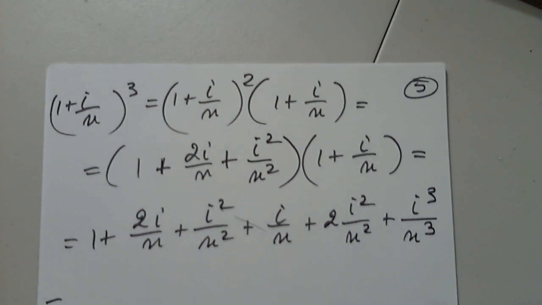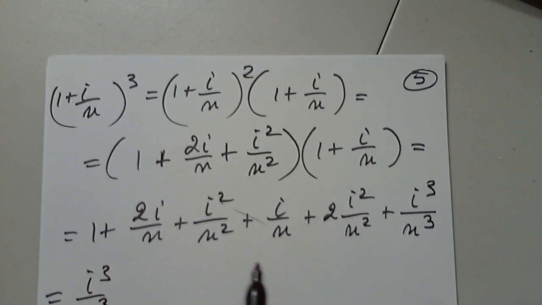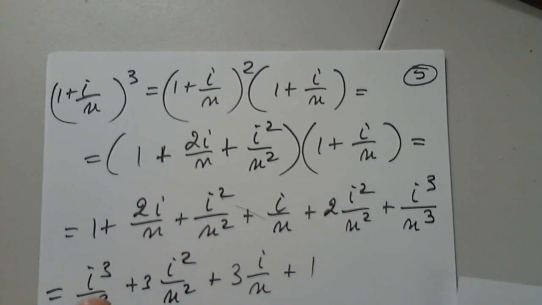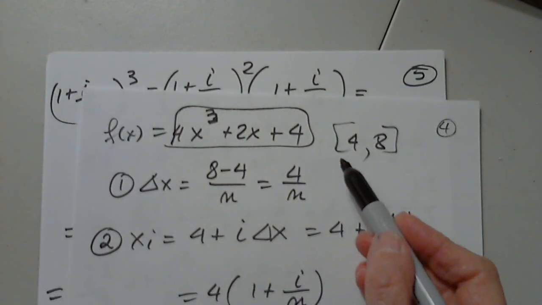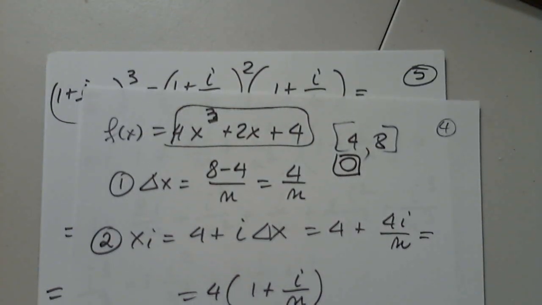And now I combine my terms and arrange them in the correct order. i to the third over n cubed, plus 3 i squared over n squared, plus 3 i over n, plus 1. This happened only because the starting point was not 0. That's why I had to do this. It took us a while. But it's just algebra, so we did it.